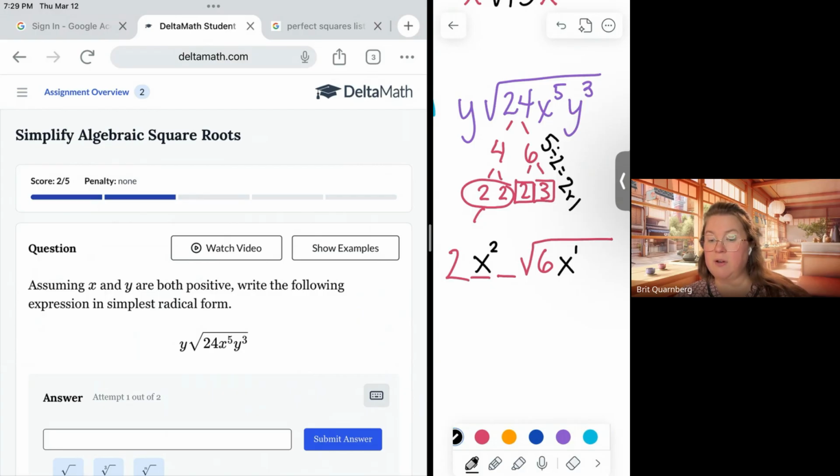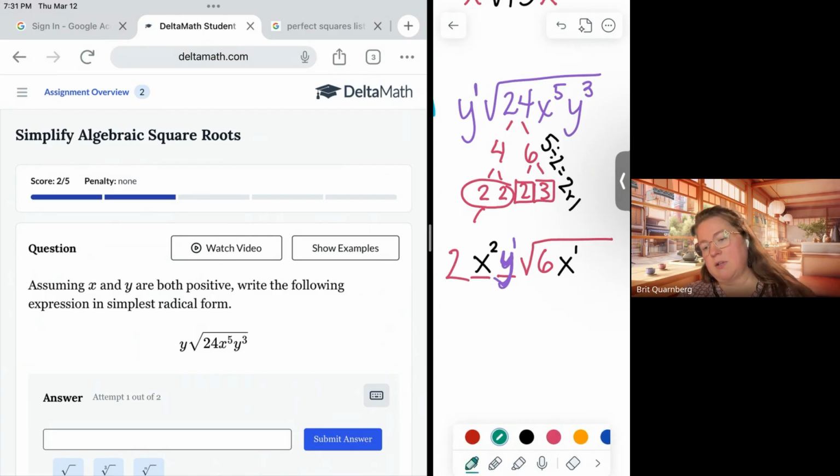And then before I do the next part, I forgot. I should have brought this y down that was already there. And the exponent to the y that's already there is 1, even though we don't write it, right? We don't write the 1. All right, so now let's do the y.